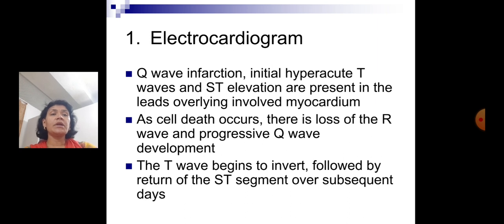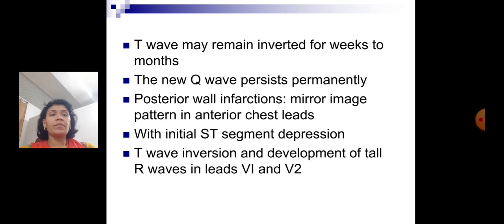So initially there are hyperacute T waves, then ST elevation is there, and as the necrosis progresses, there will be appearance of Q waves, and then the ST will gradually settle down. The T waves may remain inverted for weeks to months, and the new Q waves persist permanently.